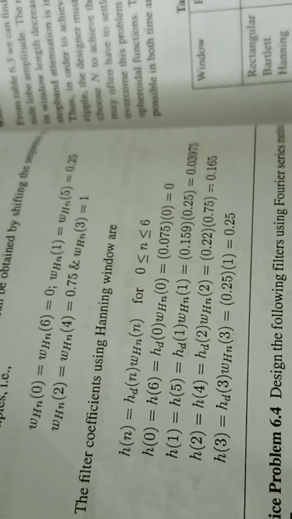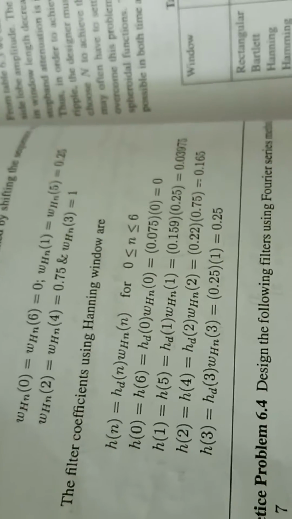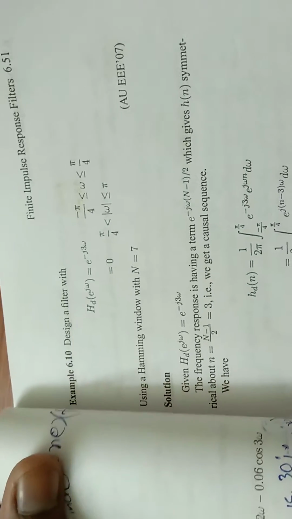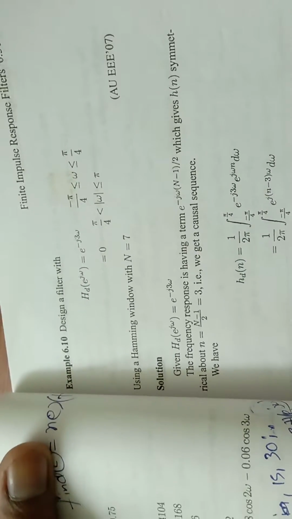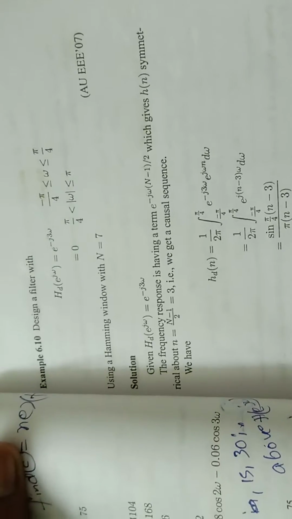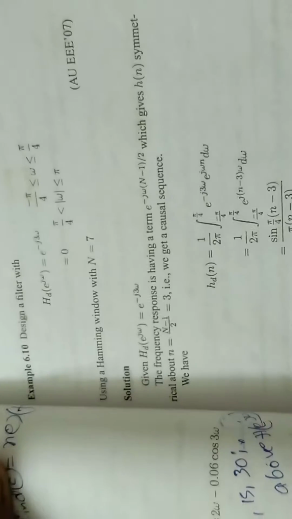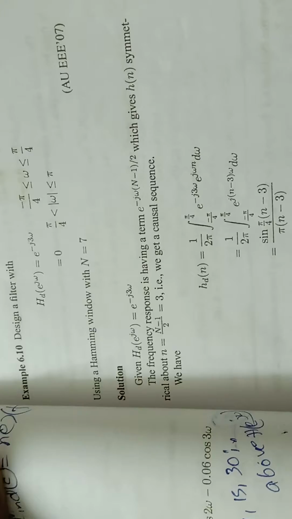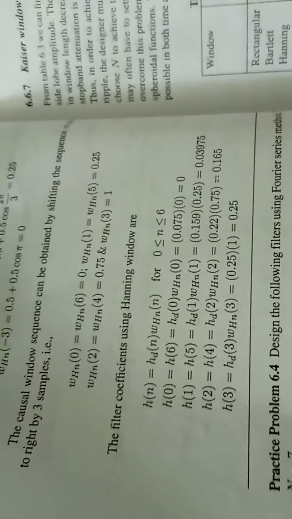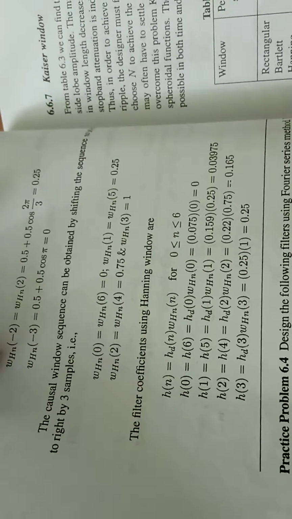Later, h of n is equal to hd of n into whn of n for 0 less than or equal to n less than or equal to 6. Then 0 and 6 you have to multiply, 1 and 5 you have to multiply, 2 and 4. Since in this question they have said to just design a filter using a Hamming window, is it clear? They didn't say to find h of z or plot the magnitude or frequency response. That's why it is enough up to here, up to the filter coefficients using the window.